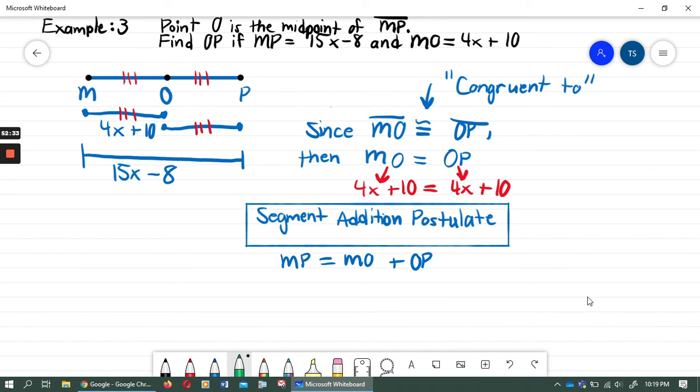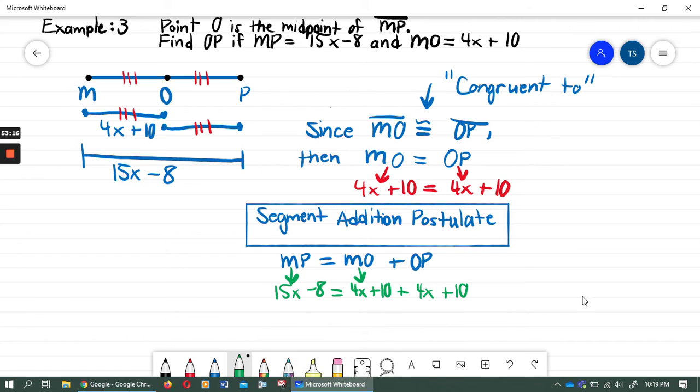And again, folks, they told us that MP was 15x minus 8. They told us that MO was 4x plus 10. And we used logic, common sense, whatever you want to call it, knowing that those two parts were congruent based on the definition of a midpoint. That means both of them technically had to be the same length, which was what we were given, 4x plus 10.